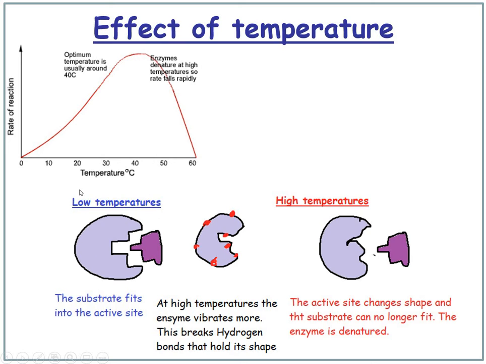You can see that at low temperatures here, the substrate fits into the active site, but there's probably not very much kinetic energy. At high temperature, the enzyme vibrates more. This breaks the hydrogen bonds that hold its shape. And then at very high temperatures, the active site changes shape, and the substrate can no longer fit, so the enzyme is denatured.